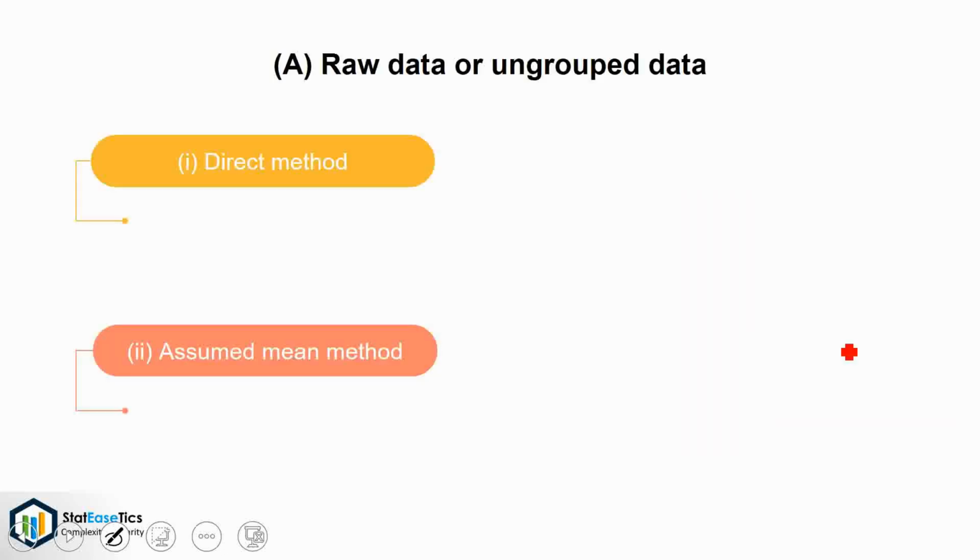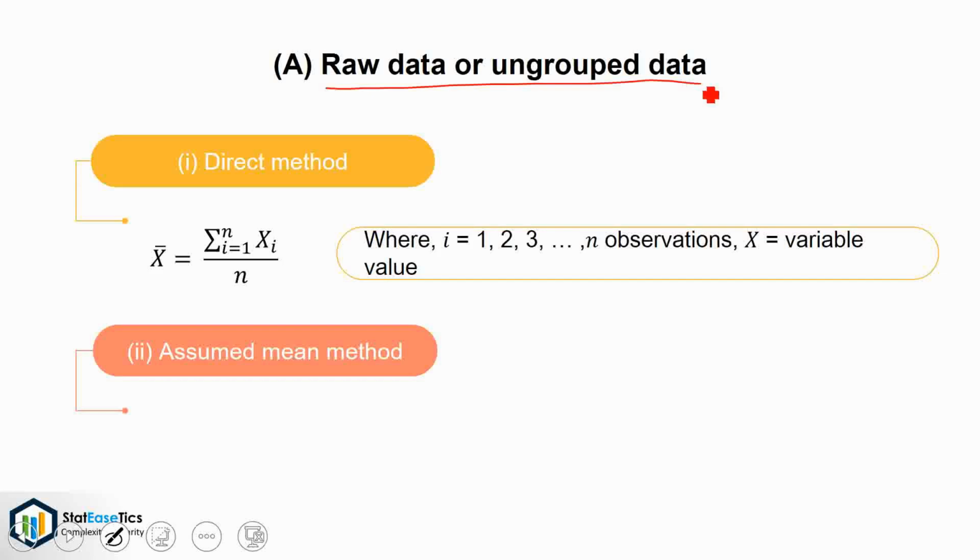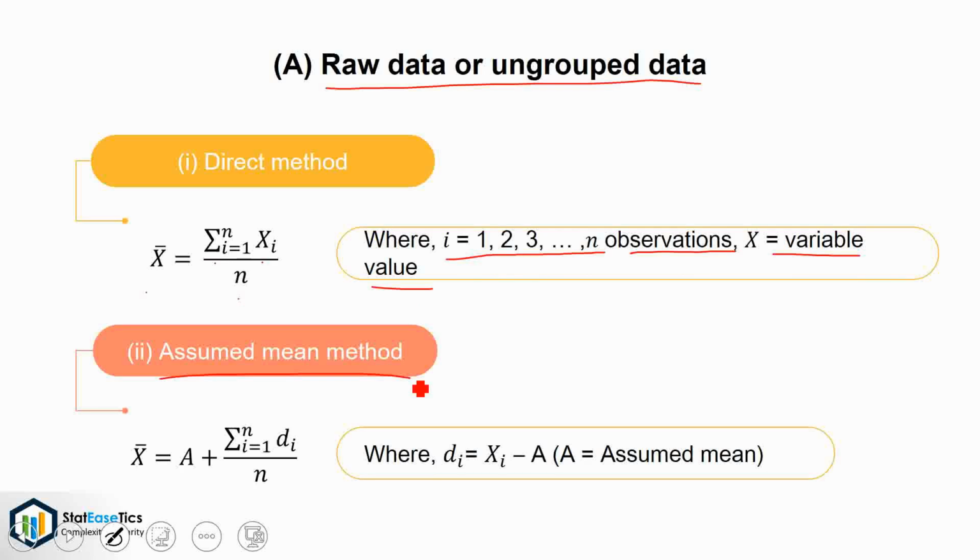For raw or ungrouped data, the direct method formula will be: arithmetic mean is equal to summation i equal to 1 up to n xi divided by n, where i is equal to 1, 2, 3 up to n observations and x is equal to variable value. Assumed mean method: X bar is equal to a plus summation i equal to 1 up to n di upon n, where di is equal to xi minus a and a is equal to assumed mean.